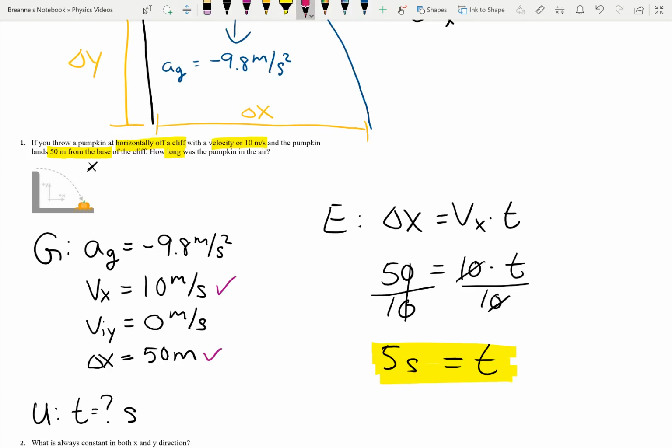Now, again, you had some extra information. You didn't need to use that, and you didn't need to use that. But there's nothing wrong with going ahead and writing it down as givens. You just didn't need them.